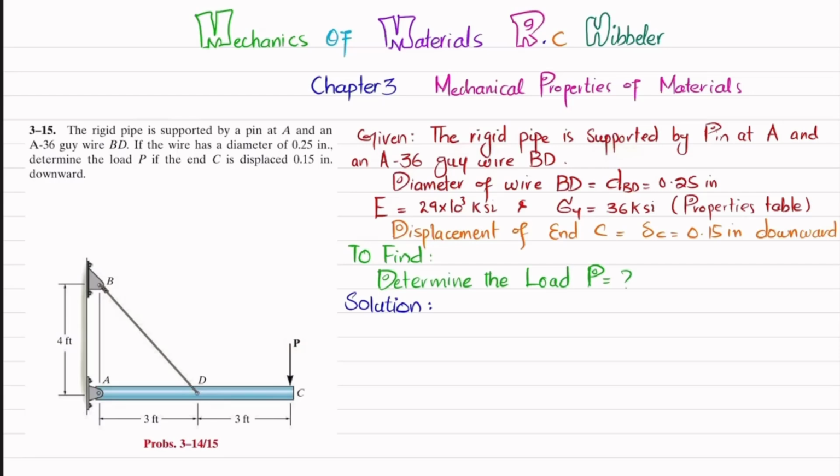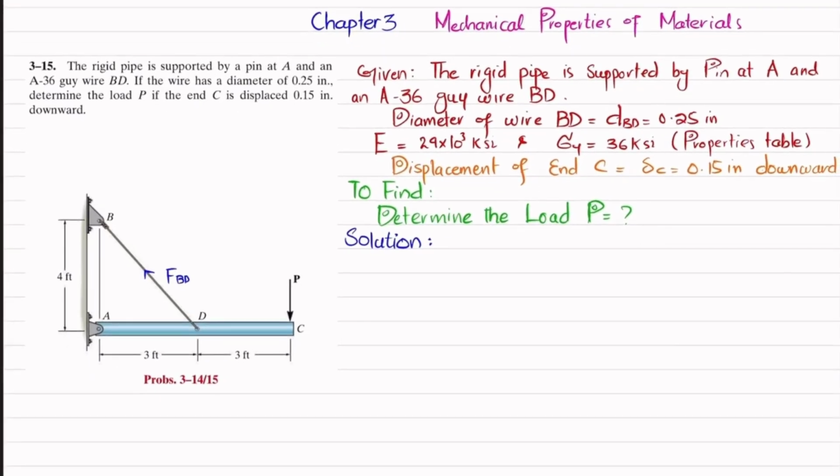The rigid pipe, the diameter of wire BD is 0.25 inch, and from the mechanical properties table you can take the value of E, the modulus of elasticity of the A36 wire, and its yield stress is 36 KSI. So let's start with the solution. First, you can see that this wire will apply a load in this direction, which is represented as FBD. So if you take this rigid pipe BAC and draw the free body diagram, it will be like this.